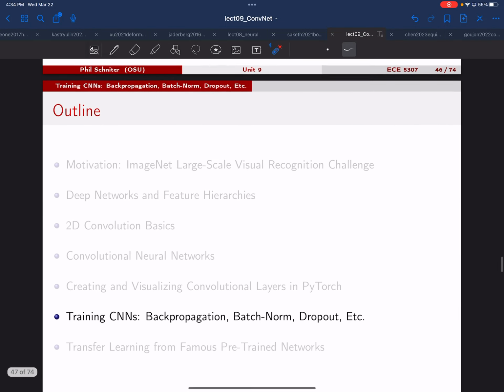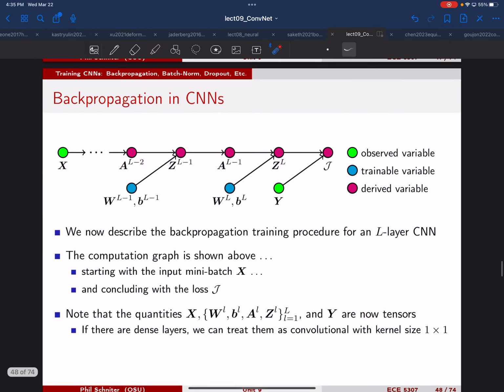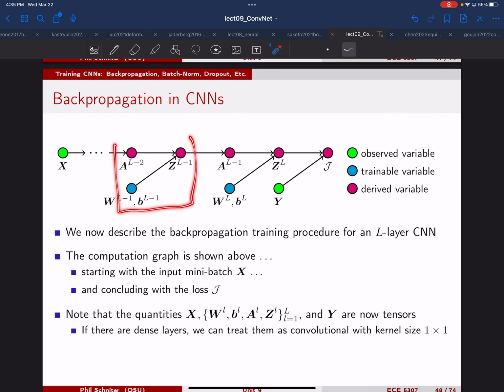All right. Okay, so now we're going to talk about a lot of different tricks that we need to do when training convolutional neural networks or deep networks. And so the first thing we'll talk about briefly is backpropagation. And as you'll see, there's a bunch more notation now than the last unit. So try not to get too distracted by all the details. Let's just focus on the high-level stuff. So what we have, in principle, looks a lot like what we saw back in Unit 8.